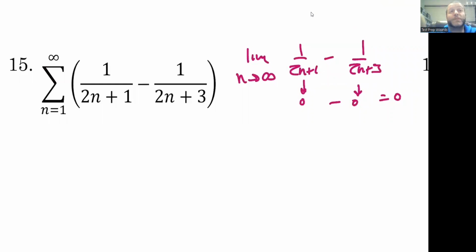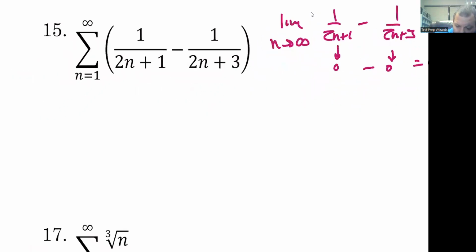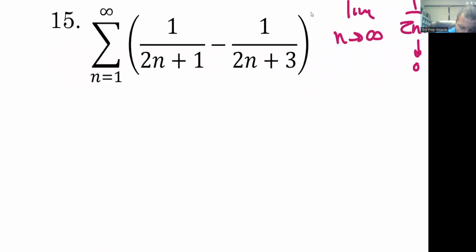So maybe we're stuck because this doesn't look like a geometric sequence. This doesn't look like a P series. So maybe we start writing out some terms. All right, so if I say a sub 1, my first term is going to be 1 over 2, n is 1, right? So 1 over 2 plus 1 is a third. And I'm going to take away 1 over 2 plus 3, minus a fifth. All right, so there's my first term.